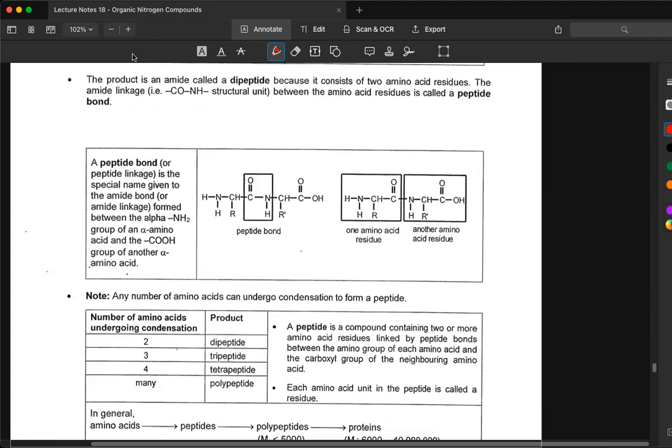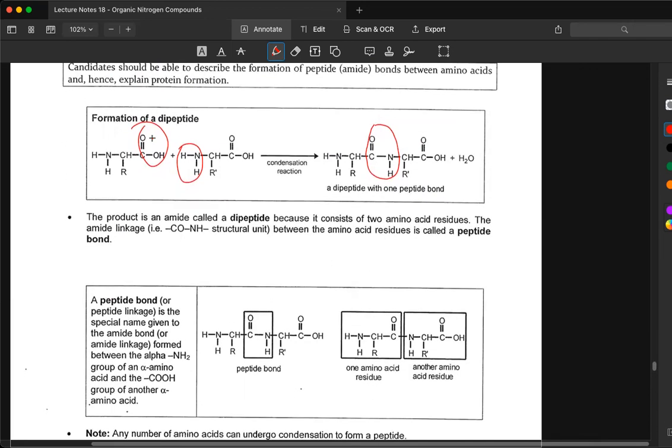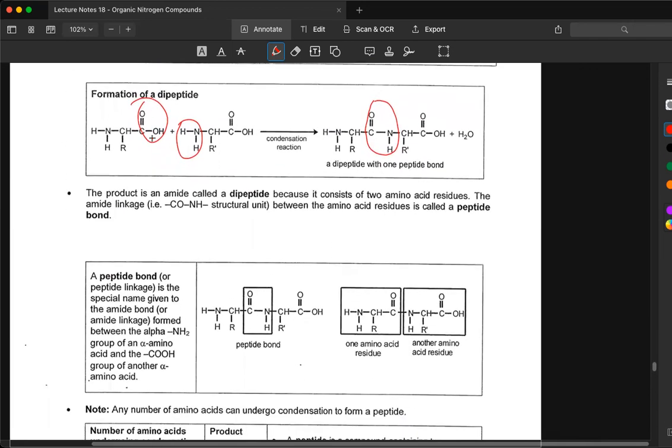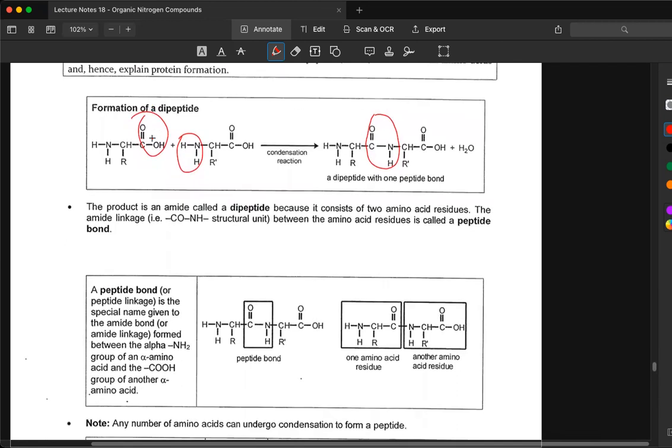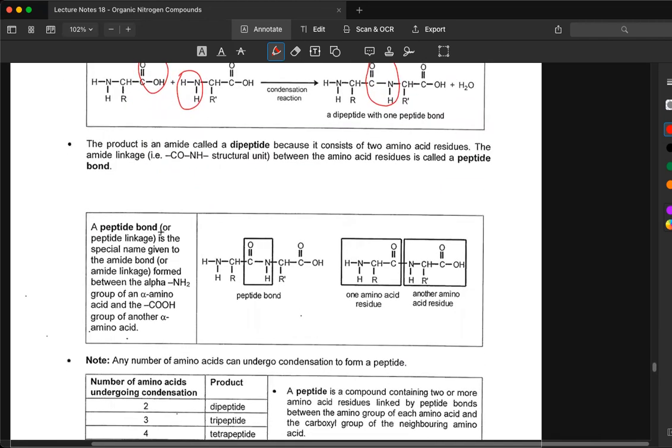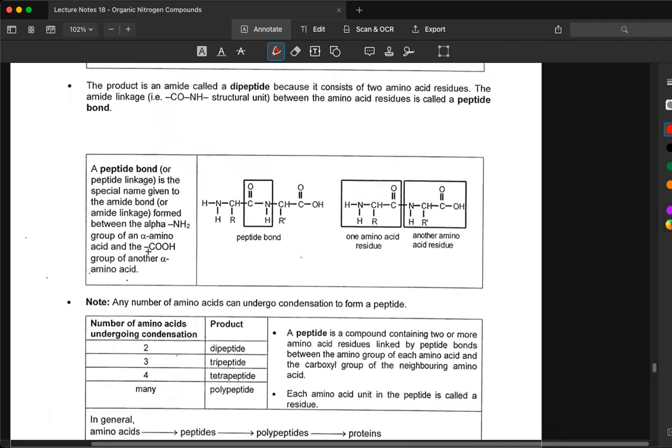For amino acids, we don't really call it amide, but we call it peptide because that's for protein normally. So a peptide bond or peptide linkage is the name given to the amide bond or amide linkage formed between the alpha amino group of one alpha amino acid and the COOH of another alpha amino acid.